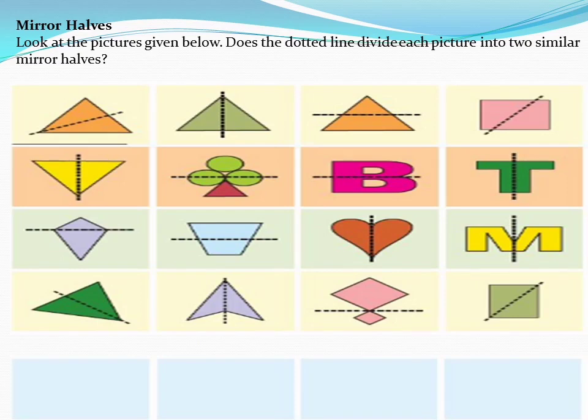Fourth, it is not dividing into mirror halves. Fifth, it is dividing. Sixth, not. Seventh, that is the B alphabet, it is dividing. Eighth, that is the T alphabet, it is dividing. The rest you can do on your own.